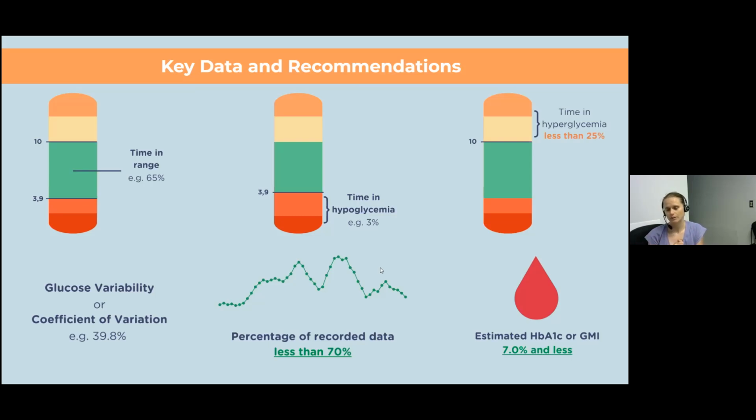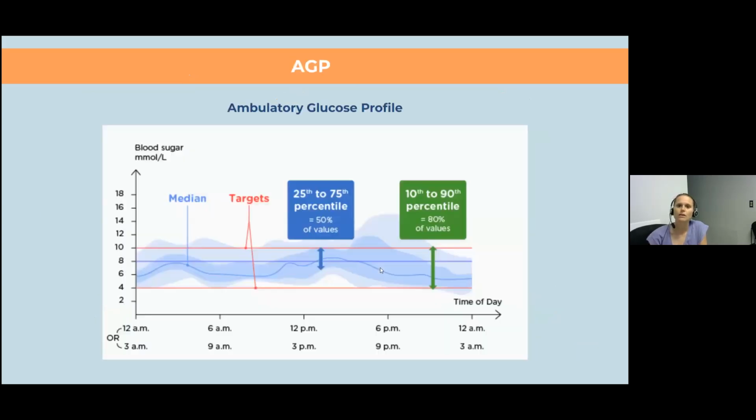Finally, another value that's of interest is the estimated HbA1c, or the glucose management indicator, the GMI, which is really going to be the equivalent of an HbA1c value. What we recommend for that, again, is 7% or less. So it should be close to what your HbA1c value is when you go and do your blood test in the lab. So that was the key data that we look at.